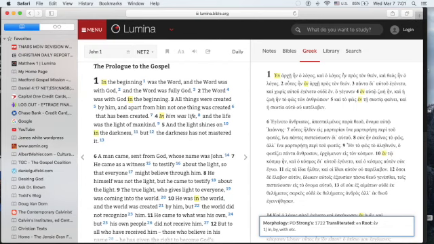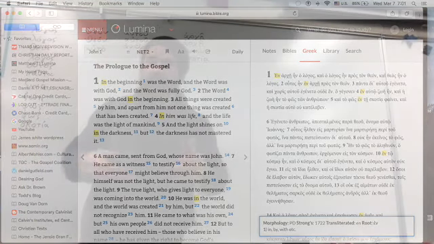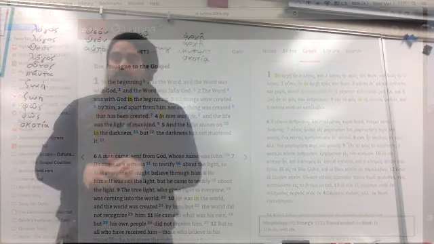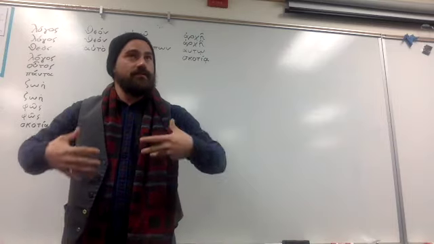Down at the bottom, it gives you the morphology of the word, its Strong's number, its transliteration, its root, and so forth. So it's a really good study tool, which is one of the reasons I use it, and is part of its platform.